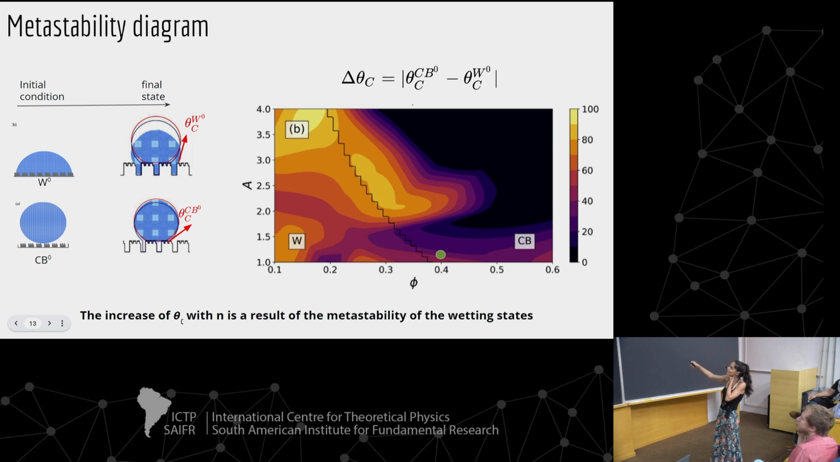So for example, if this quantity is 0, which happens far away from the transition line, this means that there is no dependence on initial conditions, because we start in different initial conditions and the final state would be the same. But close to the transition line, the final states can be quite different. As you can see here, the difference can be as big as 100 degrees, which says that those types of surfaces can present a very high metastability, in the sense of dependence on initial conditions.